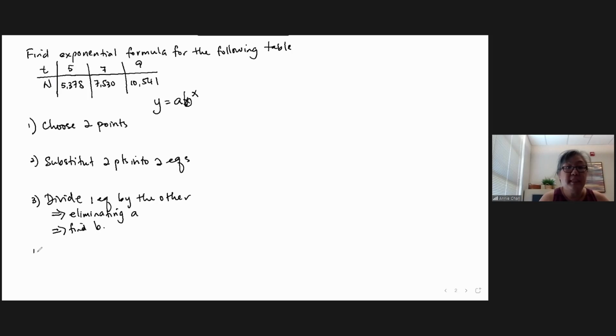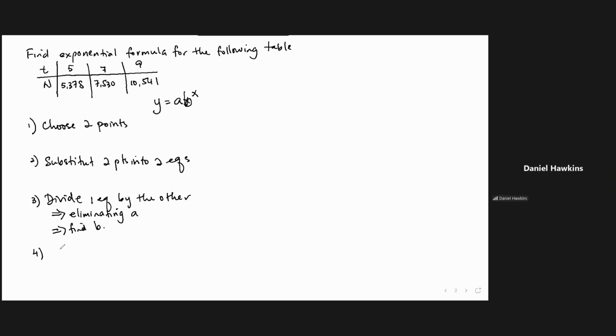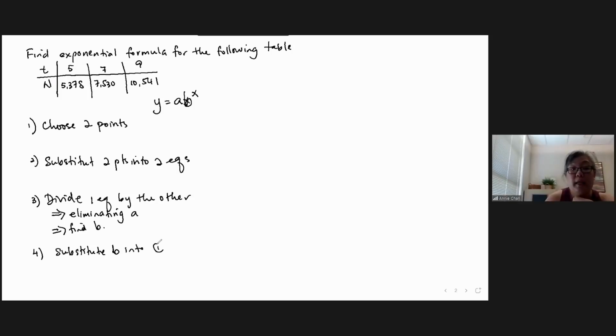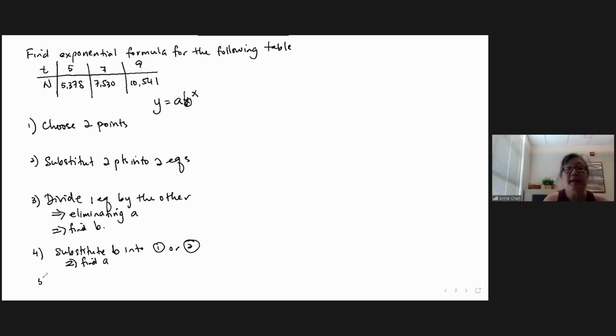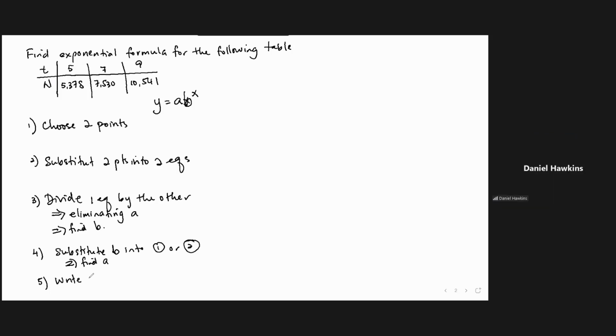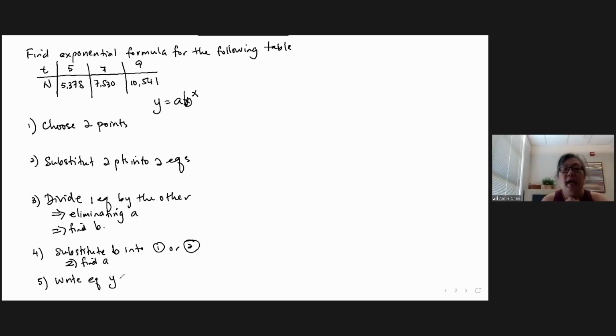Then what's next? Now that you know B, substitute B into one of the equations, 1 or 2. And this will help you find what? Solve for A. Then what's the final step? Write the full equation as y equals AB to the x. Now you know A and you know B.